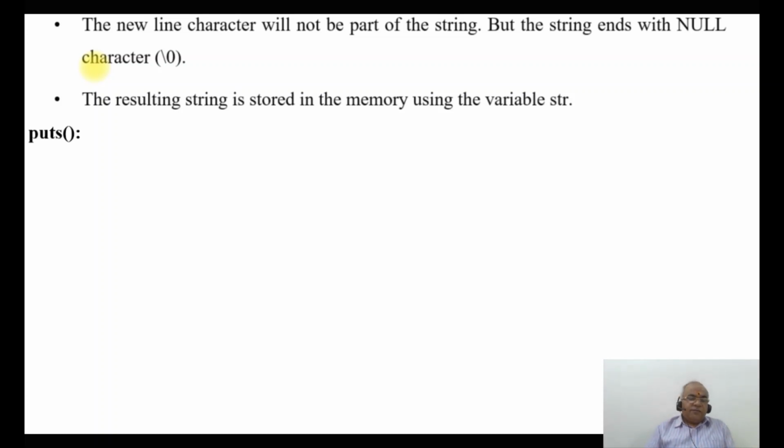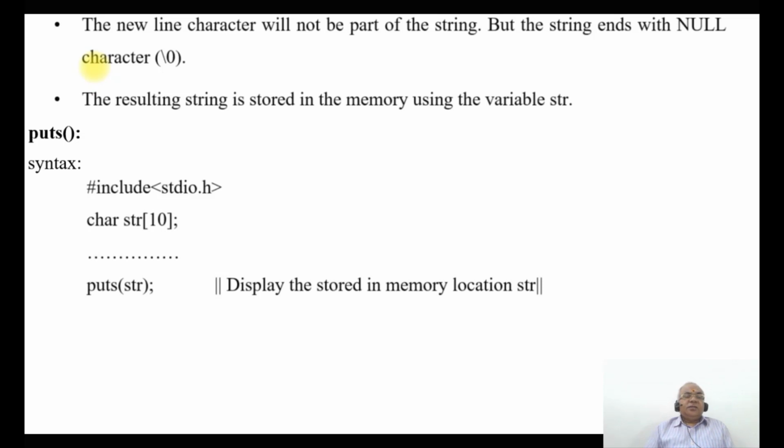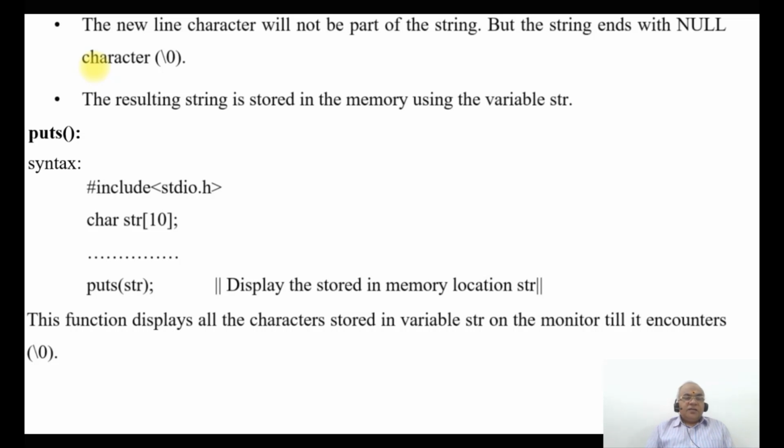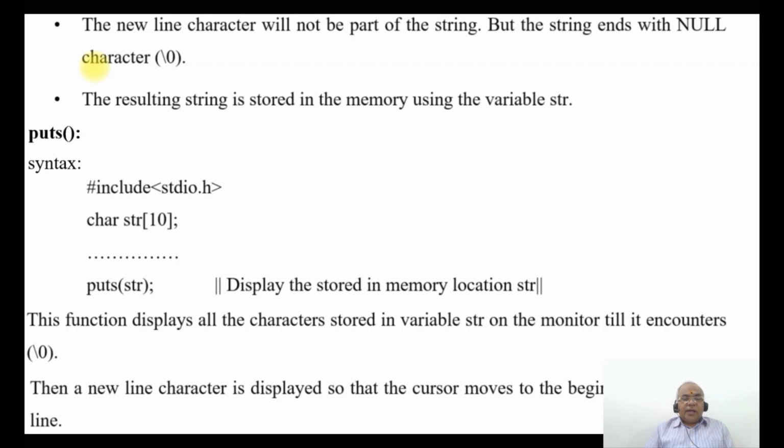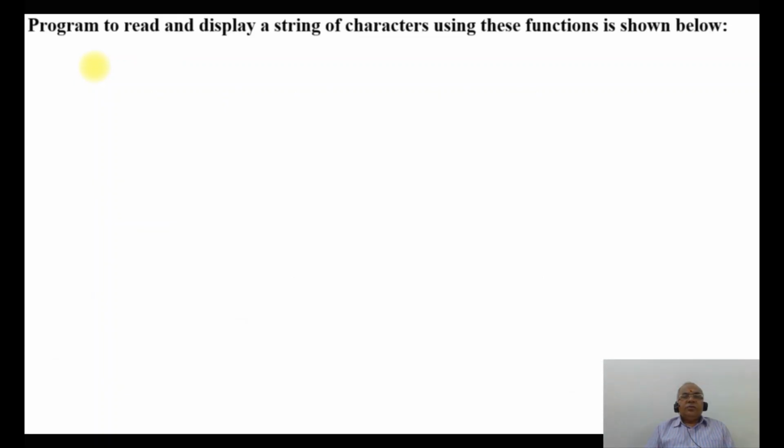Then the puts function is going to execute. The syntax is char string and puts str, which displays the string stored in the memory location. This function displays all the characters stored in the variable str on the monitor until it encounters the null character \0. Then the new line character is displayed so that the cursor moves to the beginning of the next line. So this is how we write a simple program to use these functions.